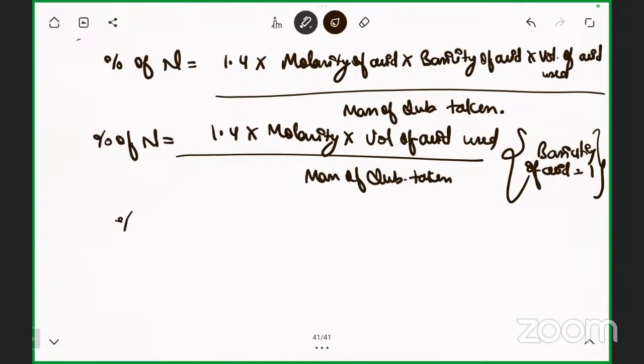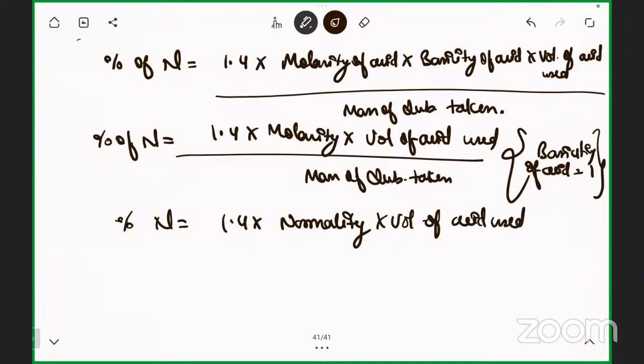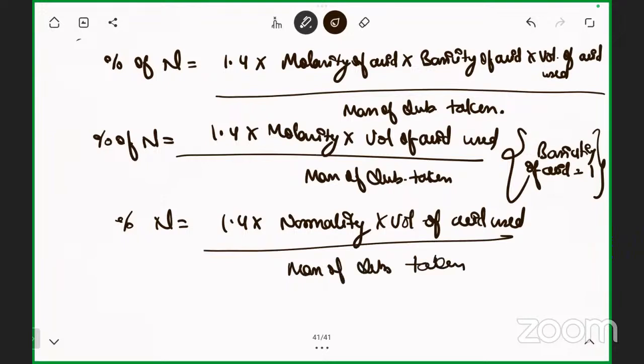One more good thing is that percentage of nitrogen is 1.4 into normality, since sometimes normality is given in the question, into volume of acid used, divided by mass of substance taken. You can write the formula. Just note it down in your copy so that I can do the numerical. I have taken 3 formulas.